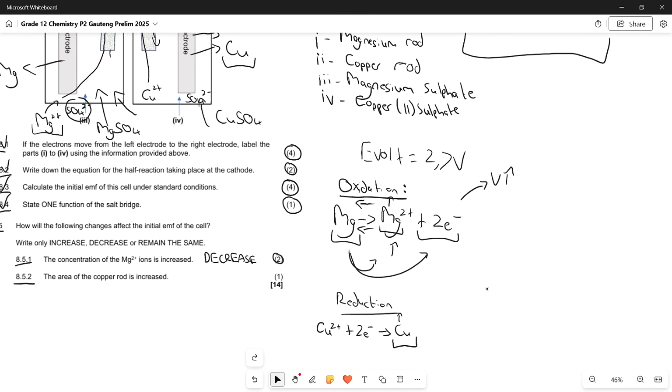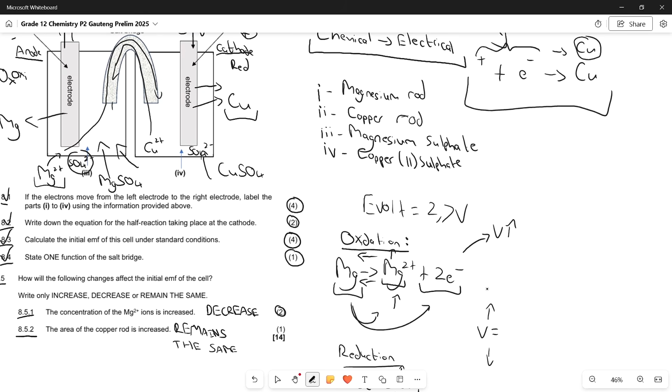Doesn't mean it will react quicker or slower, and therefore it will not affect our voltage. Our voltage will not increase or decrease. It will stay the same. So therefore we can just go ahead and write "remains the same, as increasing the area of the copper rod will not change the initial EMF."